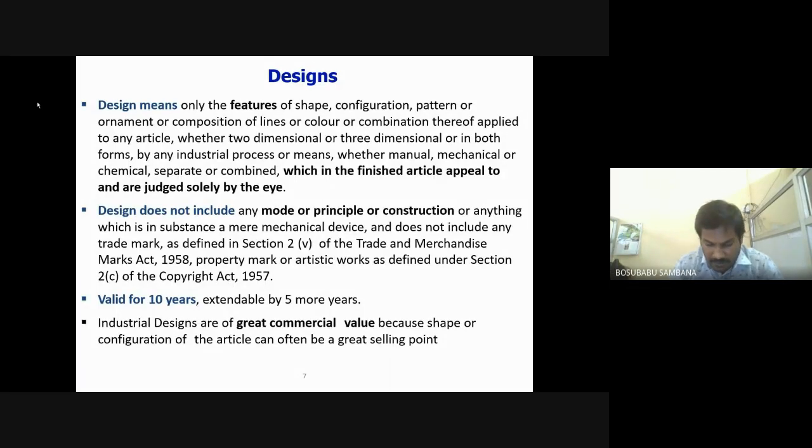After that requirement, you need to add 5 more years, paying some extension fee by using some forms. Industrial designs have great commercial value because the shape or configuration of an article can often be a great selling point. The main thing is the bottle, water bottle or cool drink bottle, any kind of bottle has commercial value.